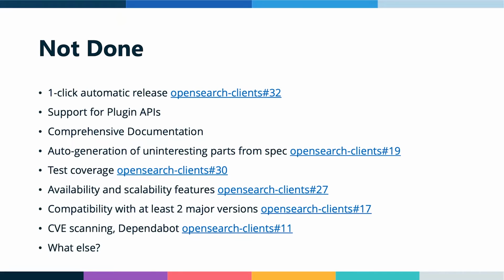Auto generation of the uninteresting parts from specs, so auto generating all the boilerplate code for clients, improving and increasing test coverage across all the clients, adding availability and scalability features like load balancing, compatibility of clients with at least 2 major versions of OpenSearch, CVE scanning, Dependabot, and things like that. And this is, as I said, just a list of things that we know of, and we would like to hear what else you would like to see in a client or in any particular client that you would be interested in.